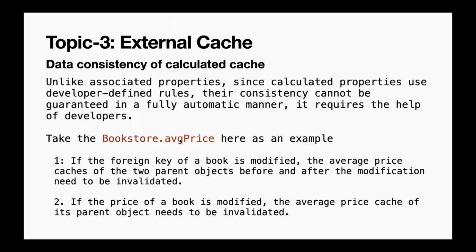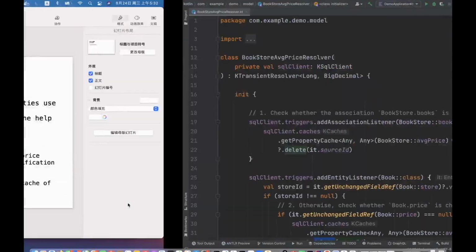Take the bookstore.average price here as an example. 1. If the foreign key of a book is modified, the average price caches of the two parent objects before and after the modification need to be invalidated. 2. If the price of a book is modified, the average price cache of its parent object needs to be invalidated. Let's switch to IntelliJ.